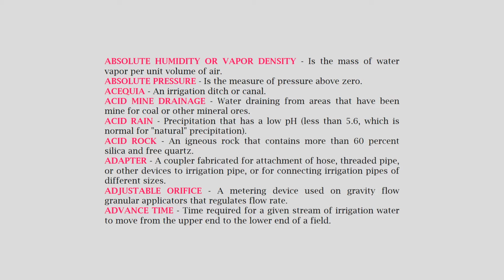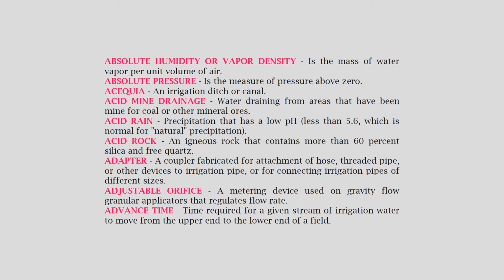Acequia, an irrigation ditch or canal. Acid mine drainage, water draining from areas that have been mined for coal or other mineral ores. Acid rain, precipitation that has a low pH, less than 5.6, which is normal for natural precipitation. Acid rock, an igneous rock that contains more than 60% silica and free quartz.